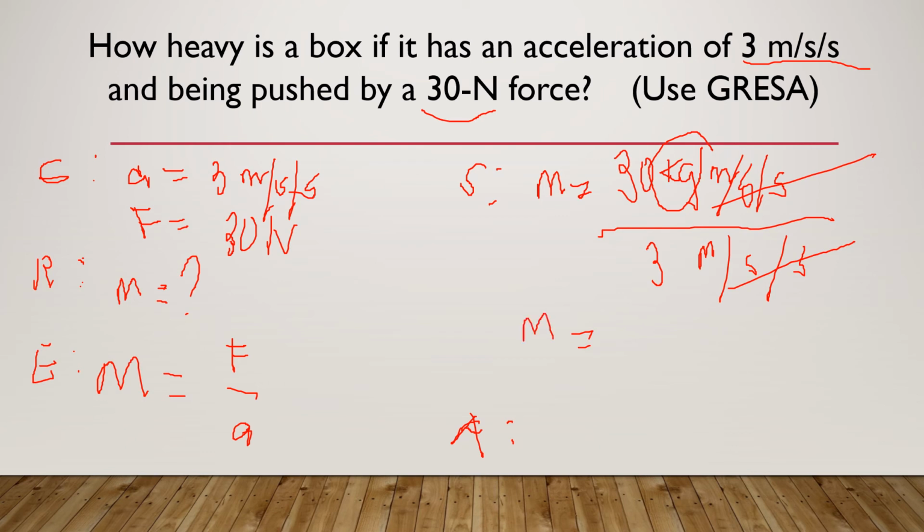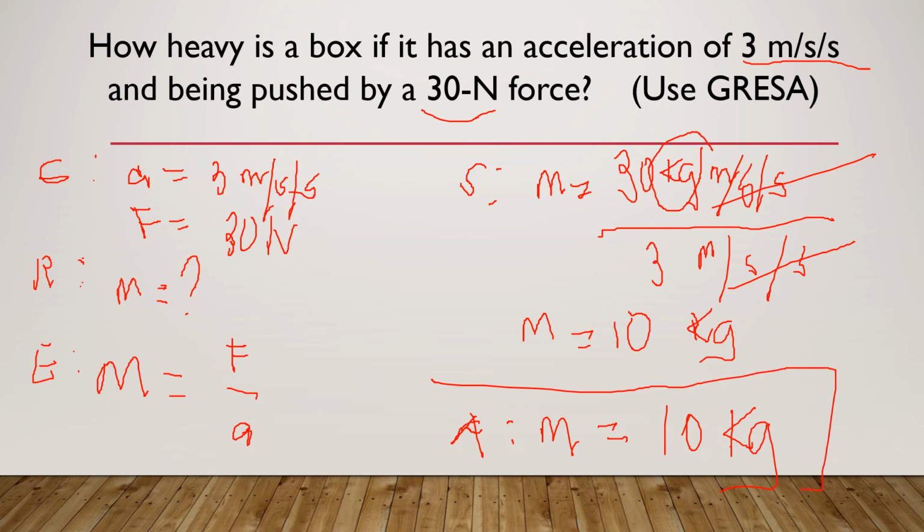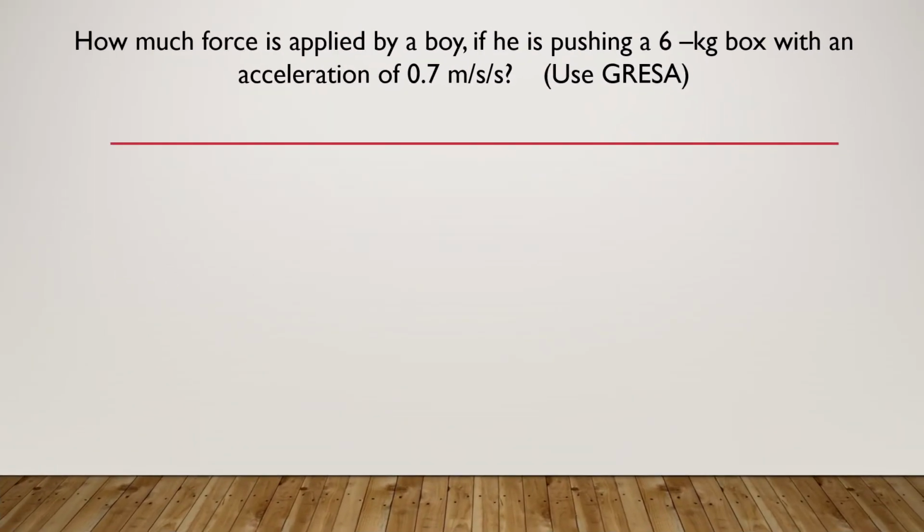Now let us divide 30 divided by 3, and that is 10. Since the remaining unit is kilogram, your answer is mass is equivalent to 10 kilogram. Okay, so I hope that you have the same answer with me. Very good. Let us have another example for you to test your understanding.